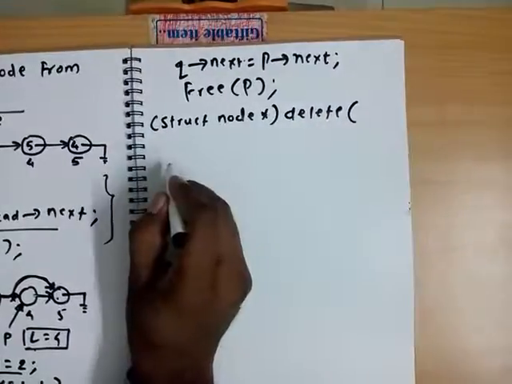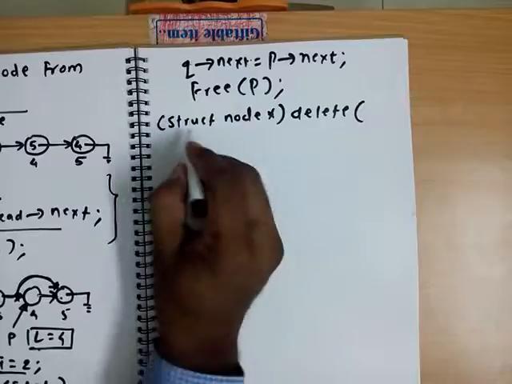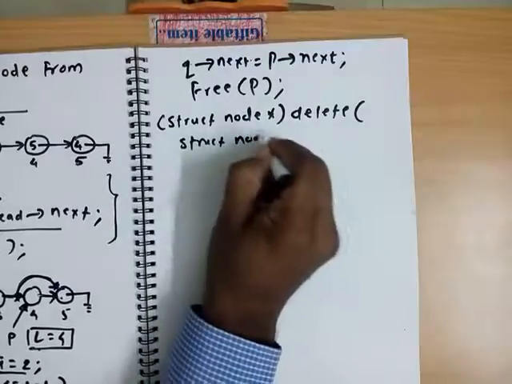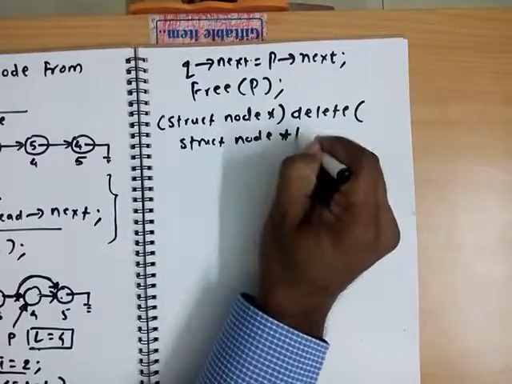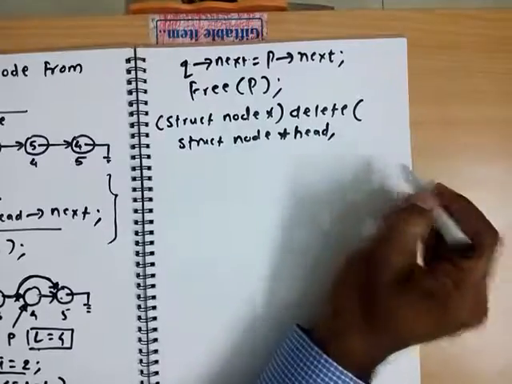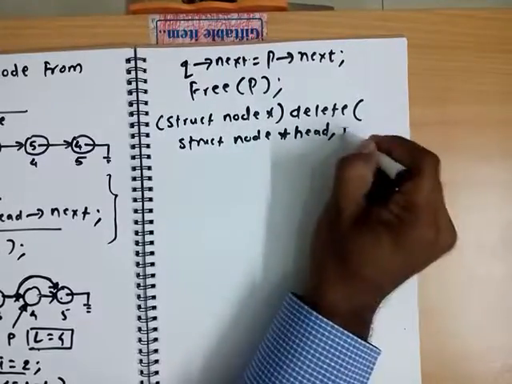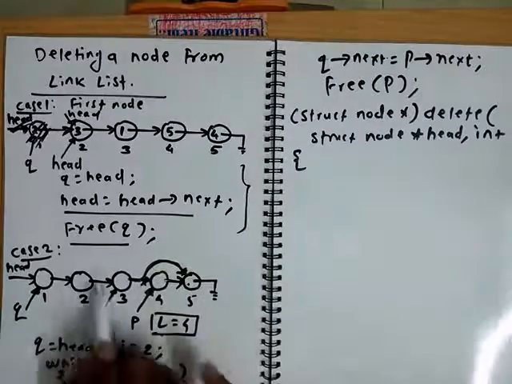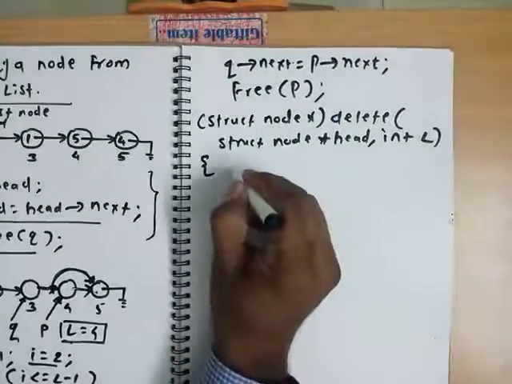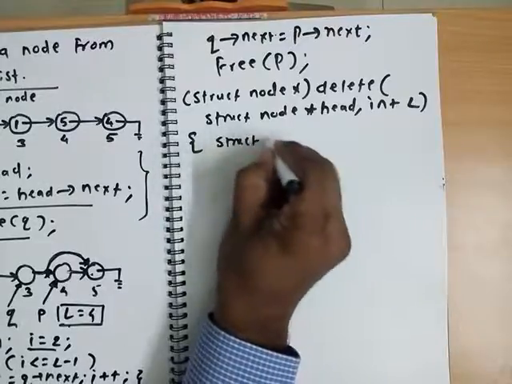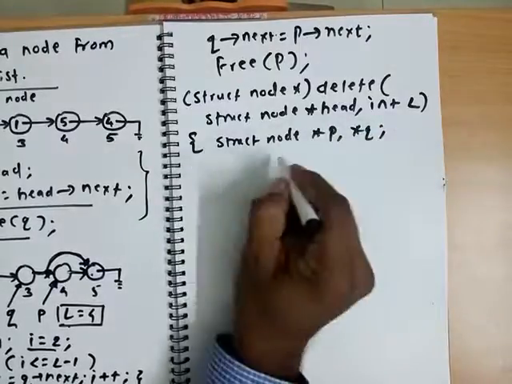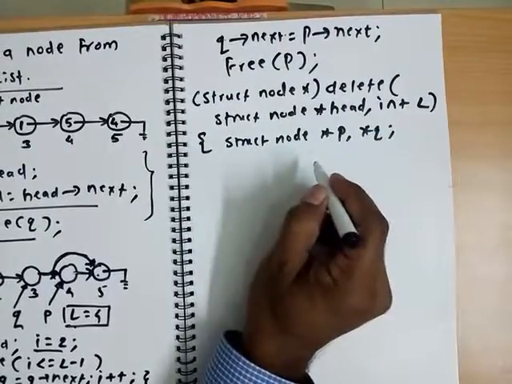To this delete function, we need to pass the address of the first node of the linked list, so we need to have a pointer. Let me take this pointer, struct node star head. Also we need to tell the position of deletion, int L. Now let's take two pointers I'll be needing, P and Q. So let's declare them: struct node star P and star Q. Both are structure node pointers because they will point to structure node type data.